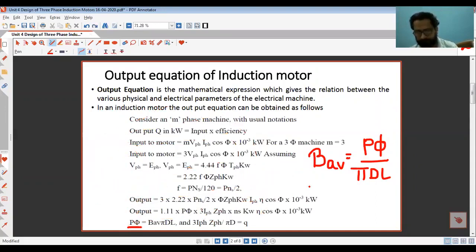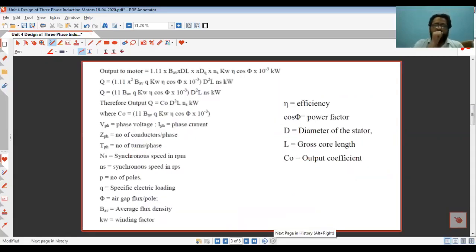So here Pφ has been taken equal to B_av, the specific magnetic loading, into πDL. This is kept equal to a new value Q: 3 I_ph Z_ph by πD. So in this equation, P into φ has been replaced with B_av πDL.